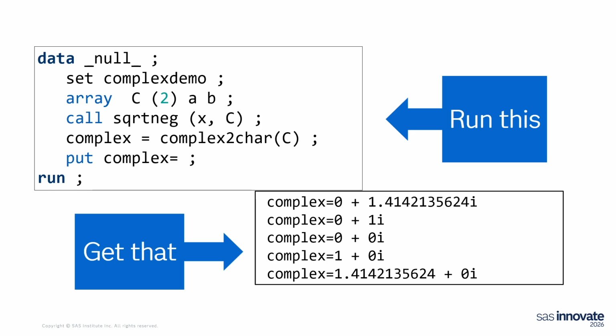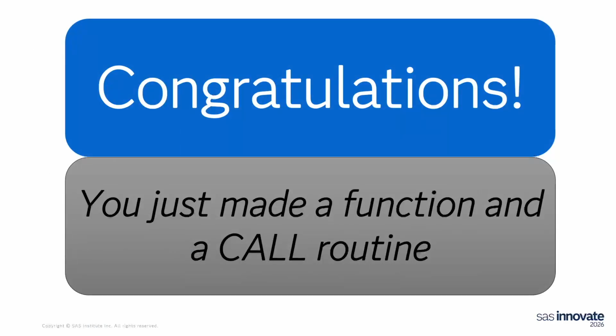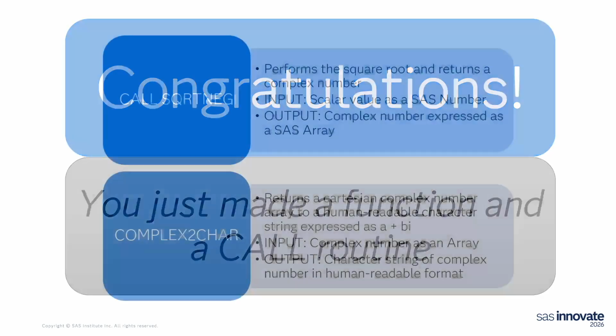We get 0 plus 1.42i on the end, and then 0 plus 1i, and so forth. And you get your answers, and it builds you a text string. So you have now just made a function and a call routine that you can use all the time, okay? So that's what you've done there. You're starting to learn to build functions and call routines.